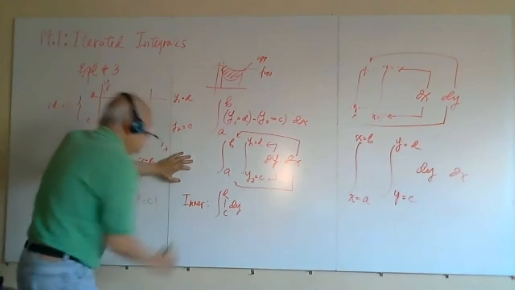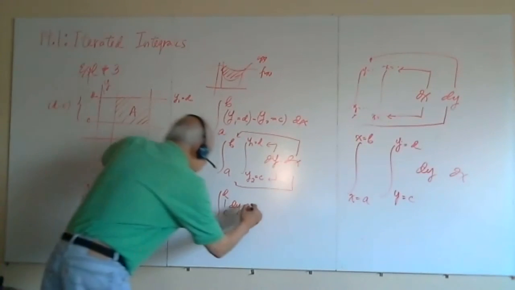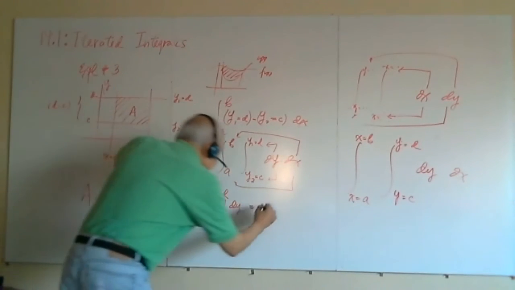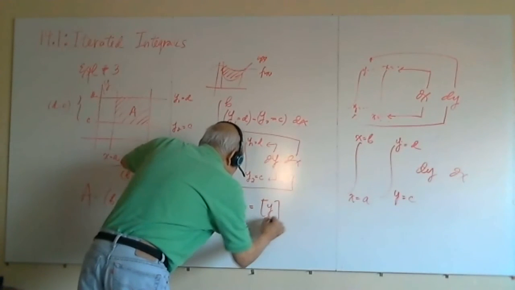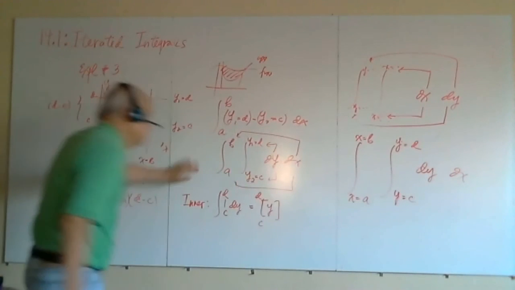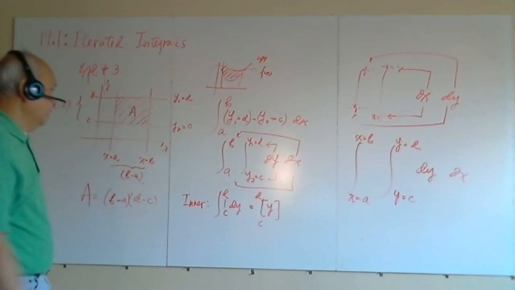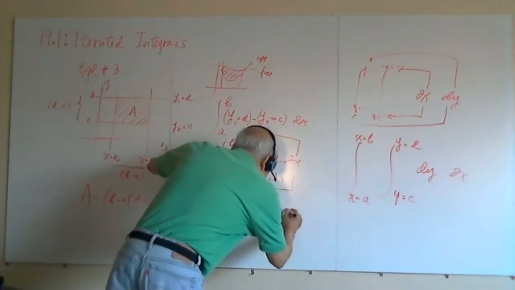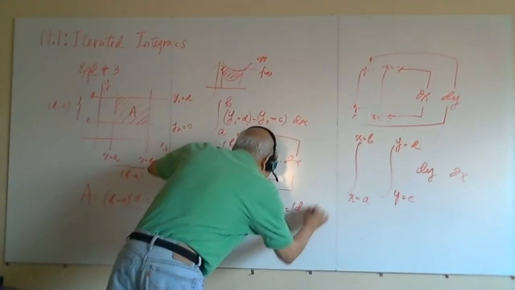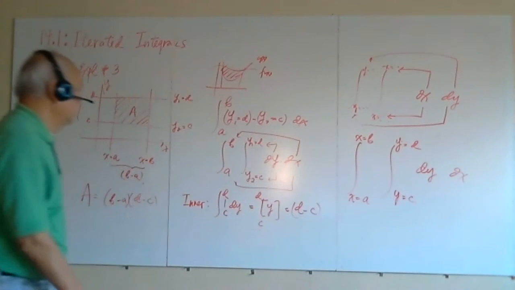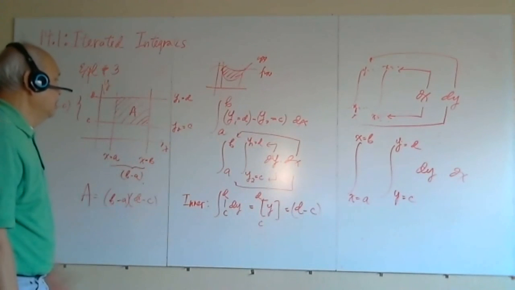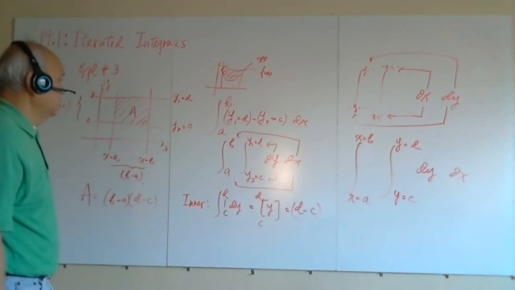Pretending that this one is 1. Okay, so it's going to be equal to what? It's going to be equal to y, evaluated from c to b. Okay, so this one is equal to what? It's going to be equal to b minus c. Right. Okay, I'm done as far as the inner integral is concerned here.